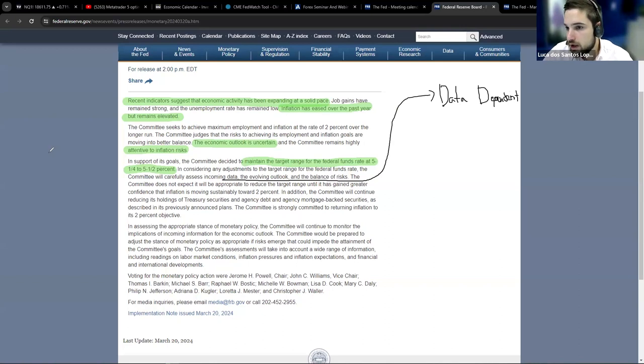Now, moving ahead, we go to the evolving outlook and the balance of risks. The committee does not expect it will be appropriate to reduce the target range until it has gained greater confidence that inflation is moving sustainably toward 2%. I've mentioned it multiple times, okay? They have been saying this multiple times.